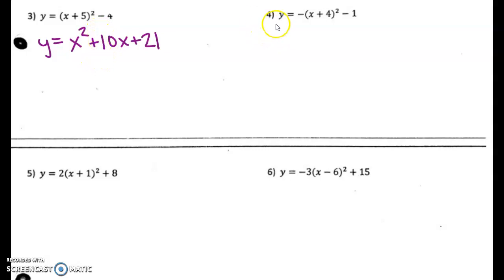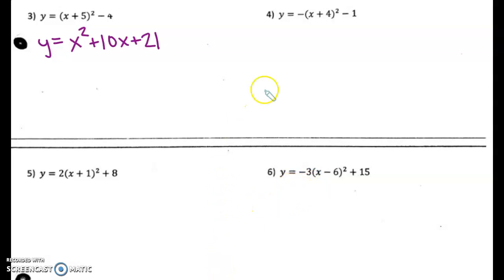Okay, let's move on to things that look like number 4 through 6. Notice in numbers 1 through 3, in the front, the a value, there was nothing there. It was a positive 1 in 1, 2, and 3. But check out 4, 5, and 6. In this vertex form, look at this a value. This a value is negative 1. Number 5 is a positive 2. And number 6 is a negative 3. So what do we do with those when we're multiplying? In what order do we multiply them?